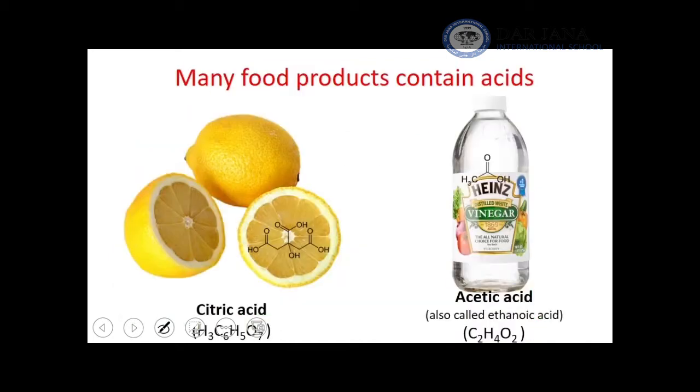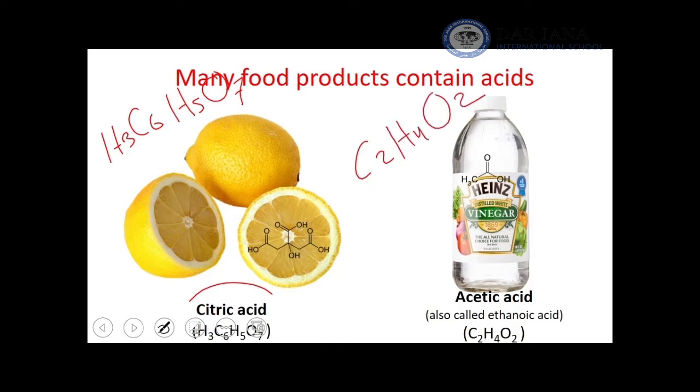Some examples of acids: we have citric acid. You can write the formula. Let me write it here again: H3C6H5O7. We have also acetic acid, like in vinegar, C2H4O2. So these two substances, if you dissolve them in water, will release hydrogen ions.